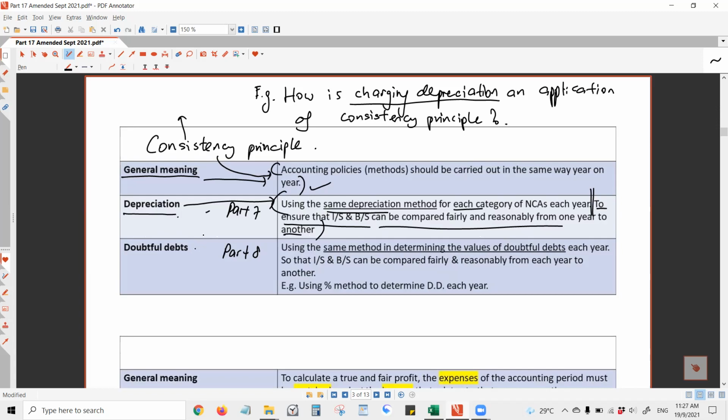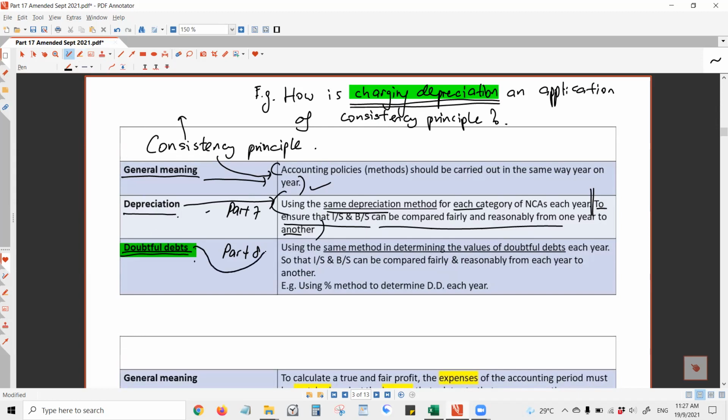And this principle is also related to doubtful debts. Once again, if they ask you how is calculating doubtful debts an application of the consistency principle, that means you replace this term with doubtful debt. Then your answer would be different as well. You have to tell how doubtful debt is an application of the consistency principle.